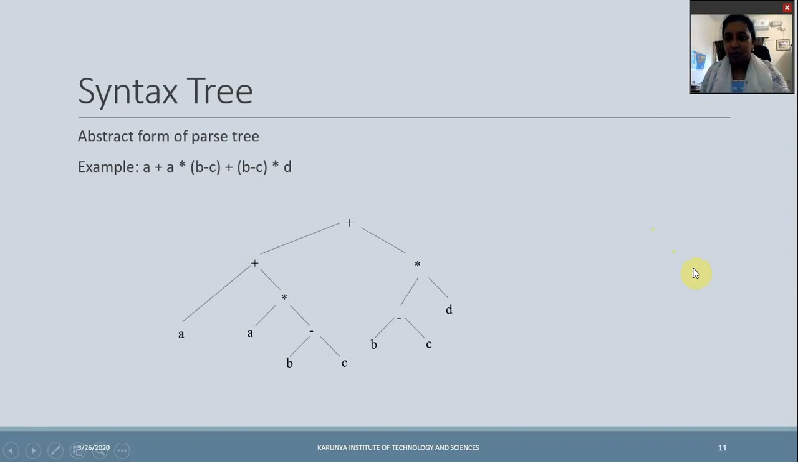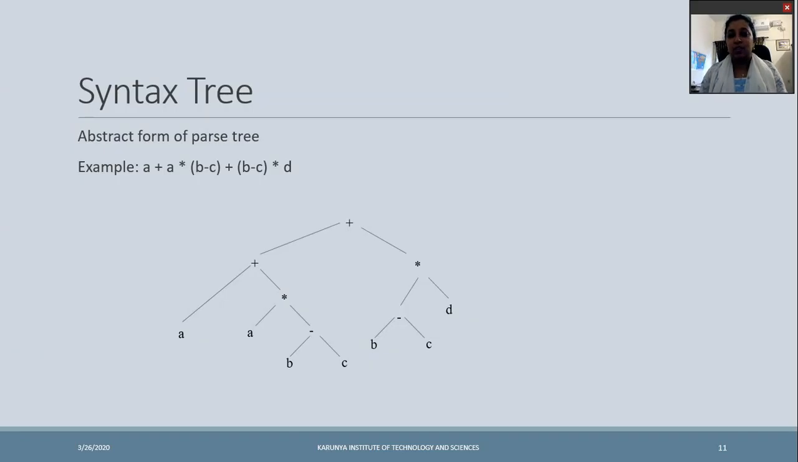So now we'll continue with the intermediate code generation. We'll start with the syntax tree. Now, what is a syntax tree? A syntax tree is an abstract form of a parse tree. A parse tree shows you the derivation stepwise of how a grammar symbol is being derived to a set of terminals, what you have in the programming structure.